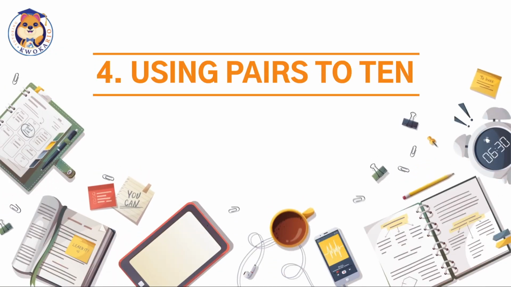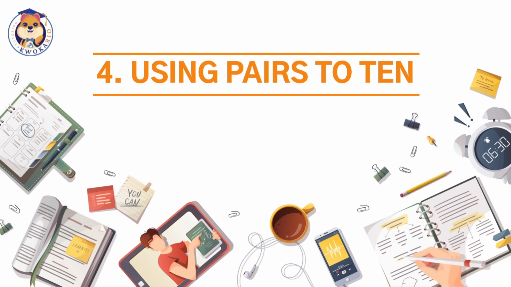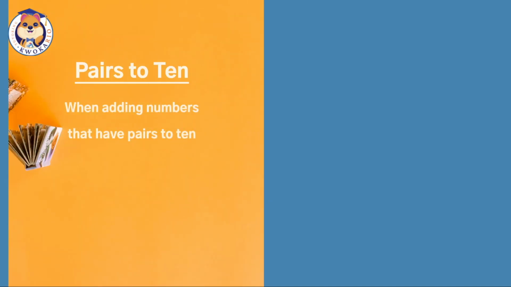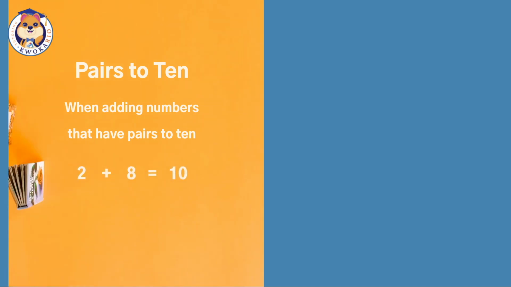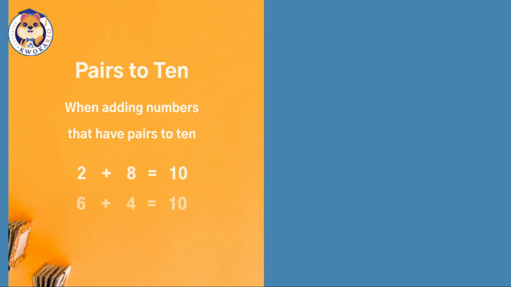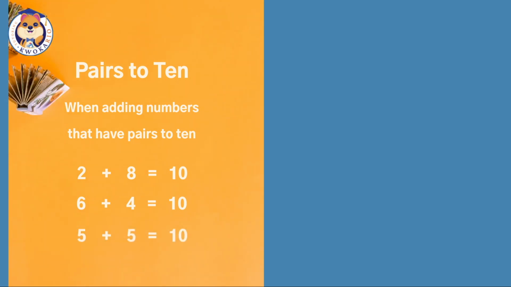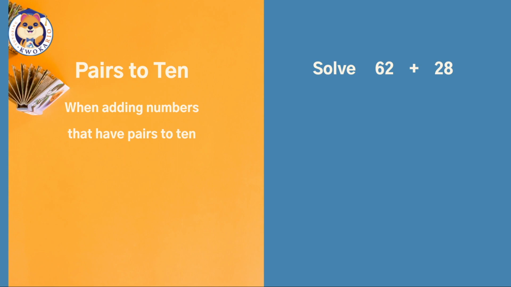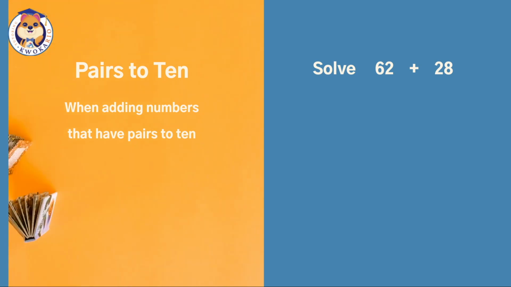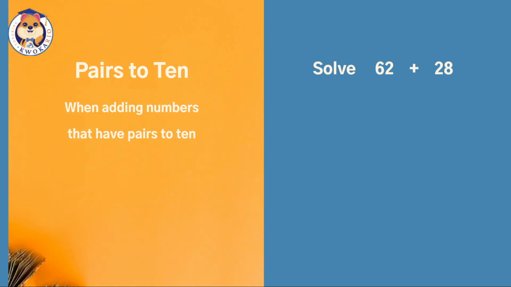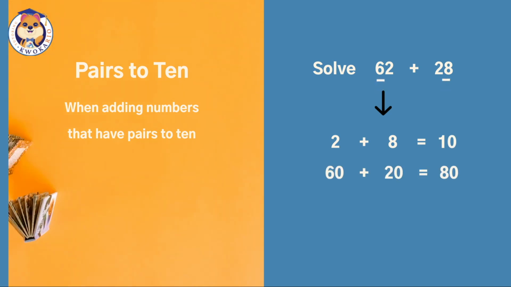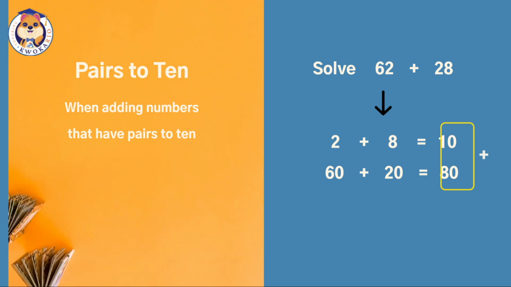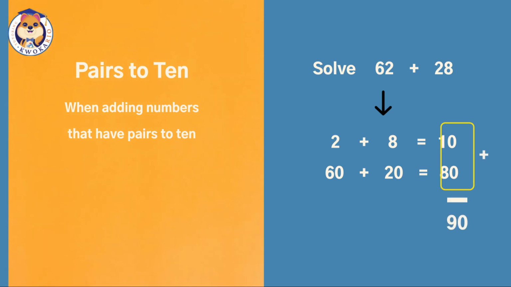Strategy number 4 is using pairs to 10. Try this strategy when adding numbers that have pairs to 10. For example, 2 plus 8 equal 10, or 6 plus 4 equals to 10, or 5 plus 5 equals to 10. Let's solve 62 plus 28 using pairs to 10 strategy. We know 2 plus 8 equals to 10 and 60 plus 20 equal 80. Then 10 plus 80 equal 90.